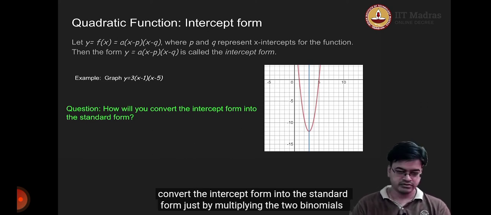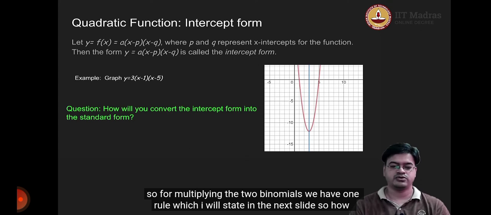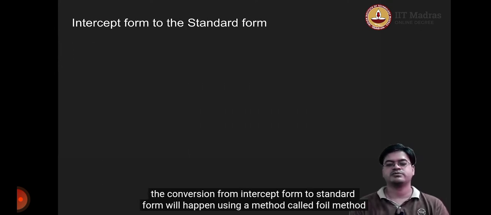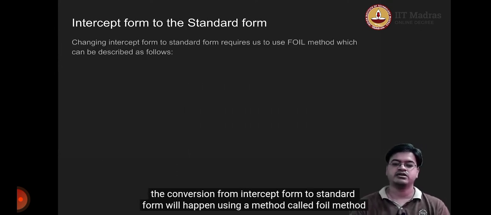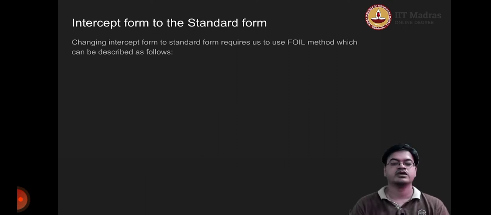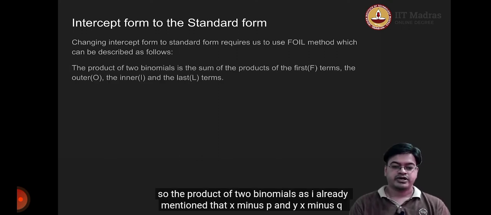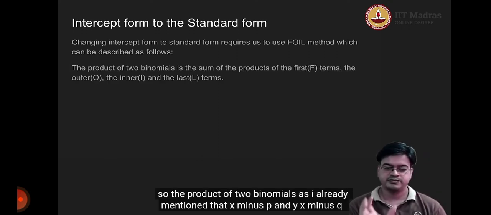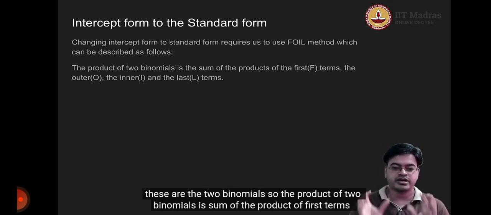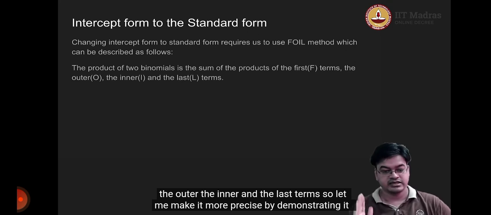Just by multiplying the two binomials. For multiplying the two binomials, we have one rule which I will state in the next slide. The conversion from intercept form to standard form will happen using a method called the FOIL method, which is described below. The product of two binomials, x minus p and x minus q, is the sum of the product of the first terms, the outer, the inner, and the last terms.